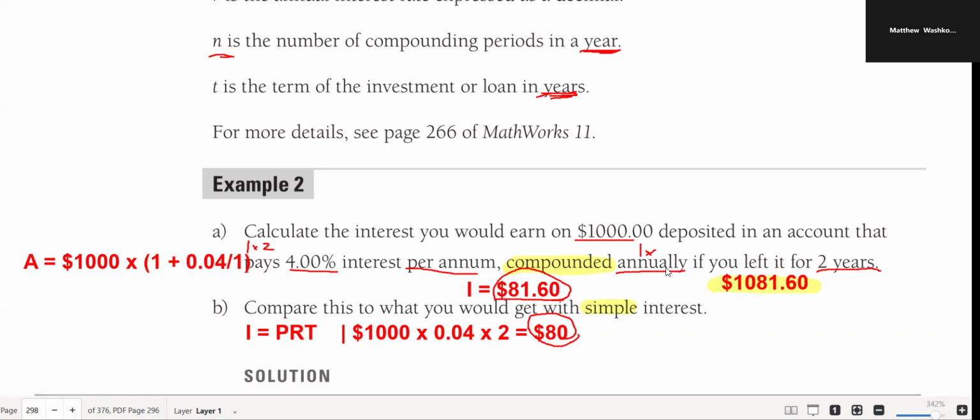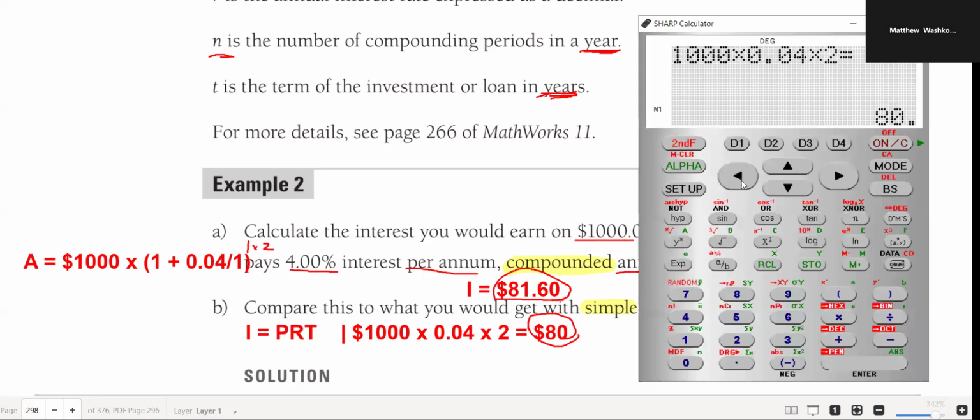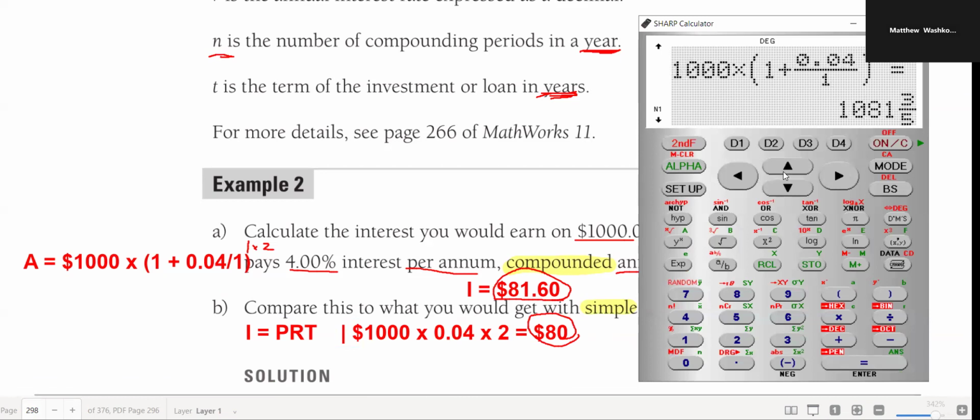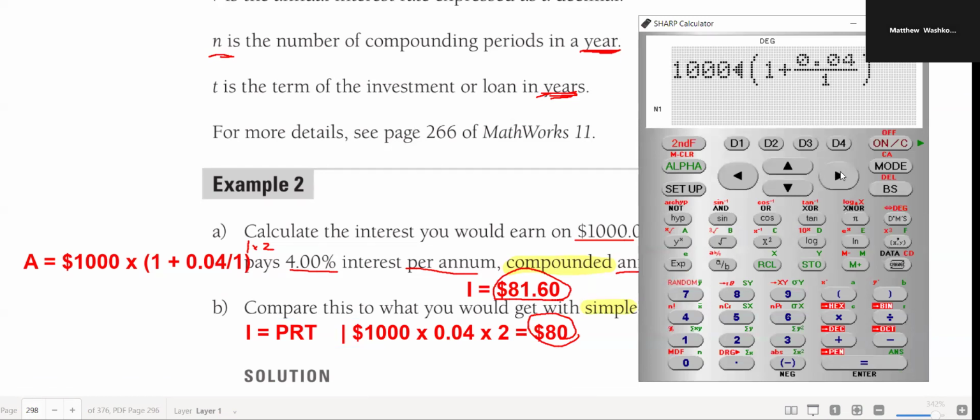And what if it's compounded monthly, like a credit card? In fact, I want to go do that. I want to go into monthly, so I'm going to my calculator. Now instead of 1, it's going to be 12. Instead of 1 times 2, it's now 12 times 2. It's 24.